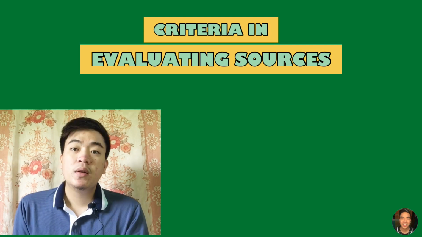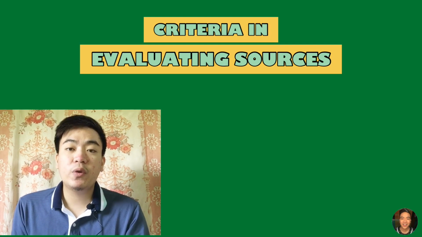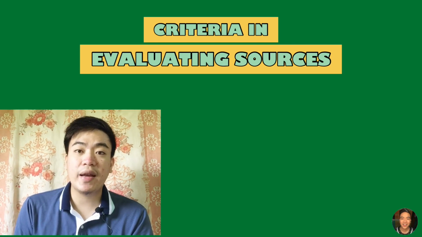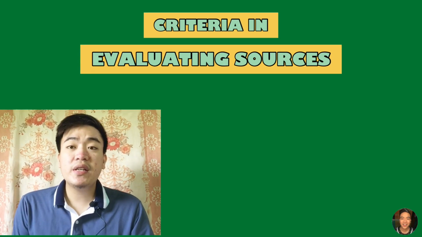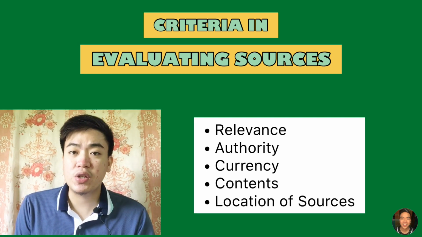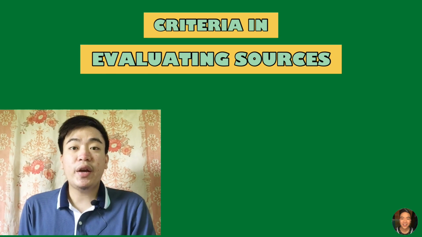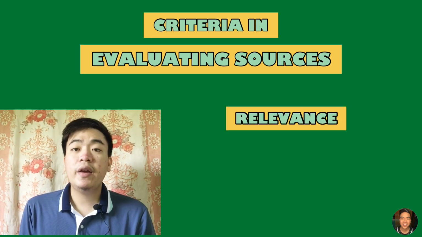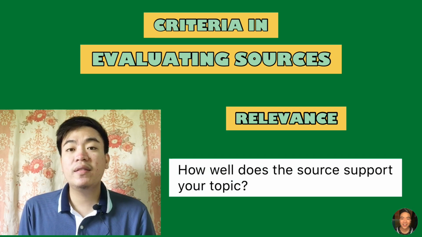So now we will be discussing the following criteria for assessing whether a source is suitable to use for academic purposes. The criteria include relevance, authority, currency, contents, and location of sources. First, let's talk about the relevance of the source to the research topic. Here, it is important to assess how well the source supports your topic.